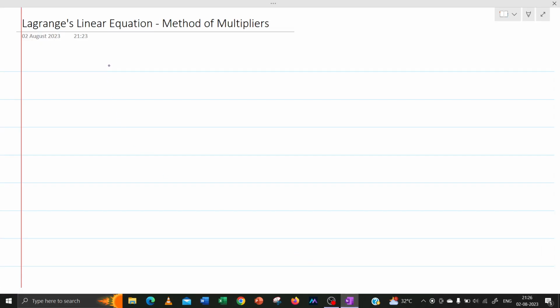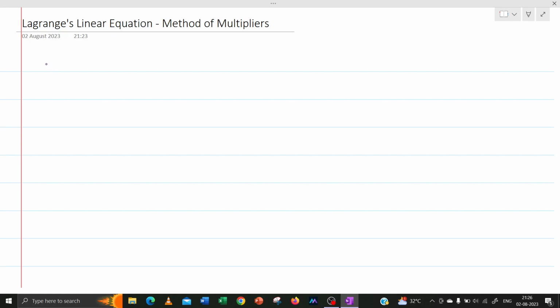Dear students, in the last class we discussed Lagrange's linear equation by the method of grouping. In this class we are going to discuss Lagrange's linear equation by the method of multipliers.